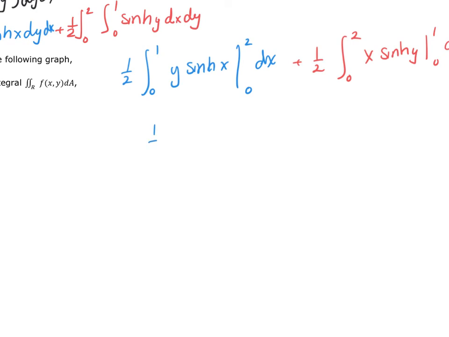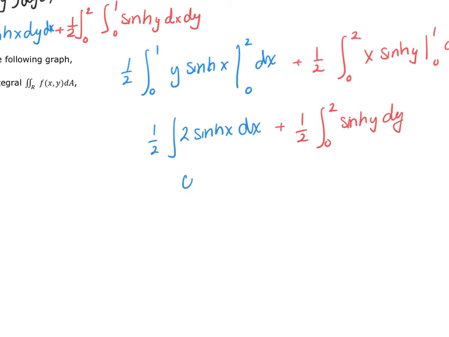So this is going to be 1/2 from 0 to 1 of 2 times the hyperbolic sine of x dx. And this will also be 1/2 from 0 to 2 of the hyperbolic sine of y dy. Now, the hyperbolic sine, its antiderivative is a hyperbolic cosine. So that's kind of nice. That's nice, right? We can have a nice one every once in a while.